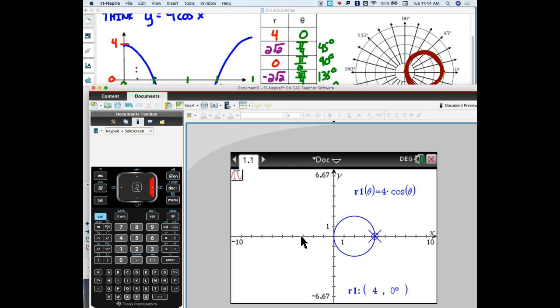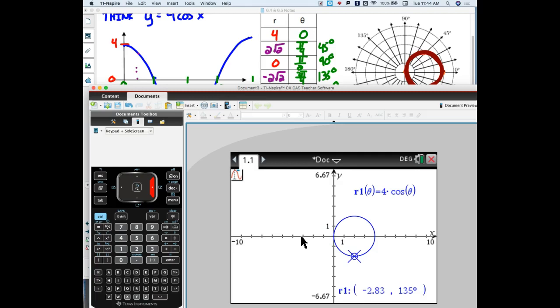And if I swing it around, now I'm at 0. So I'm at the point 4, 0 degrees, which is the first line that we have in there. And then if I go to the right, 3. Okay. So now I'm at 2.83, 45 degrees, which is 2 square roots of 2, 45 degrees. Go 2 more, or 3 more. I'm at 0, 90, which is the third line in our chart, in our T-chart.